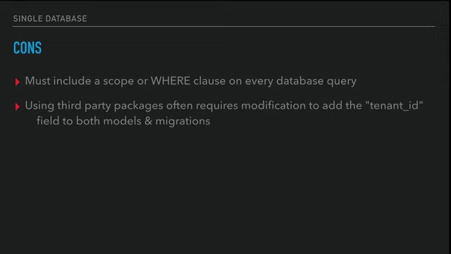The second is using third-party packages often becomes difficult because say you're bringing in an activity feed package. That activity feed package that stores data in the database doesn't have that tenant ID column in its database. So you need to modify both the models and the migrations, which becomes cumbersome if you need to update those packages, making sure they're not breaking anything you've modified, things like that.